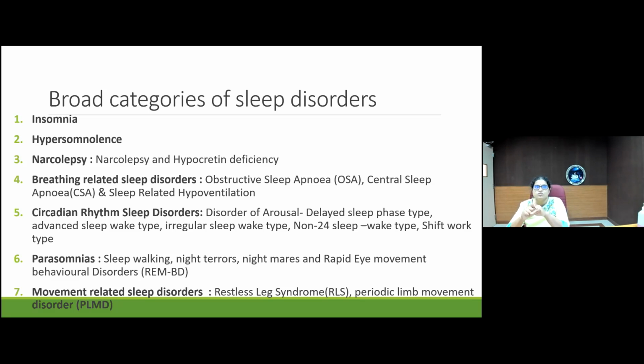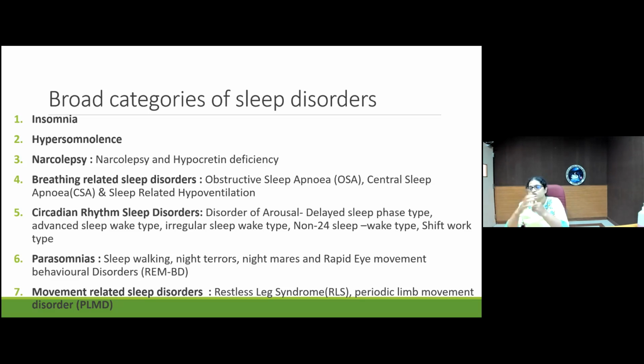So insomnia and hypersomnolence are basically a single group of disorders in each of their categories. Narcolepsy includes narcolepsy and hypocretin deficiency. Breathing related sleep disorders include OSA, that is obstructive sleep apnea, central sleep apnea, and sleep related hypoventilation. Circadian rhythm sleep disorders are basically disorders of arousal and wakefulness. These include delayed sleep phase type, advanced sleep phase type, irregular sleep wake type, non-24 sleep wake type, and shift work sleep wake type.